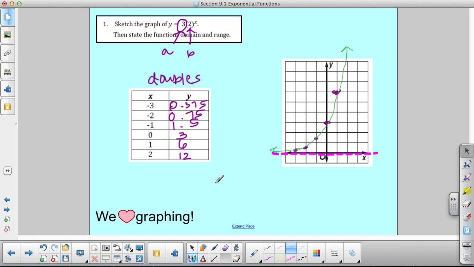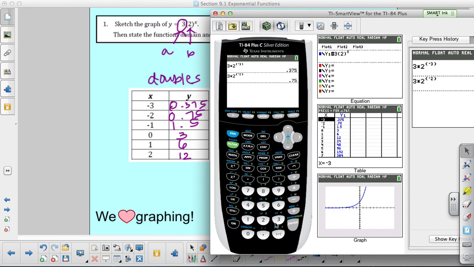So there is my function. And once again, if you do have a graphing calculator and you want to double check to make sure you did it right, and I highly recommend that you do, all you need to do is go ahead and hit graph. And you should be able to see that it is going up, and it's hitting at 3 on the y-axis. So there is example 1.